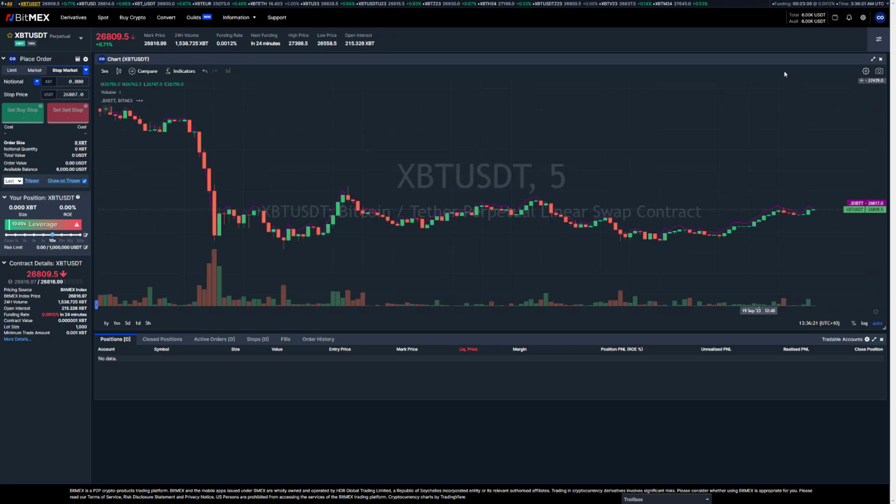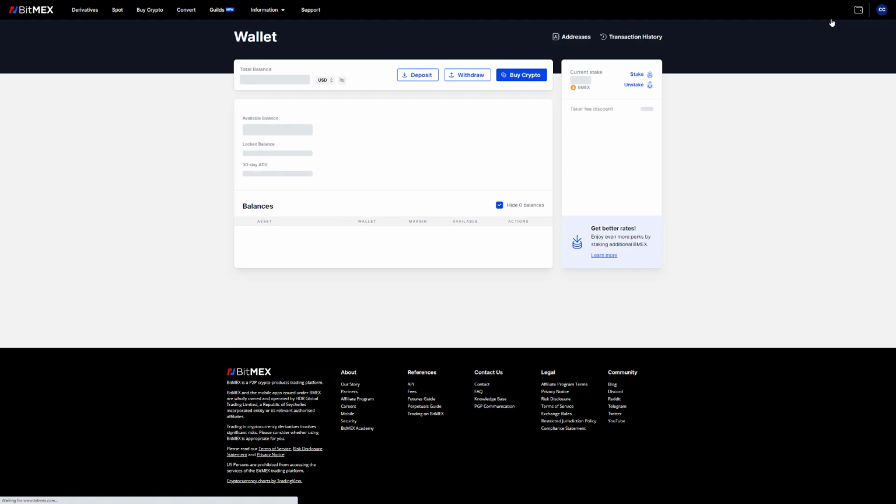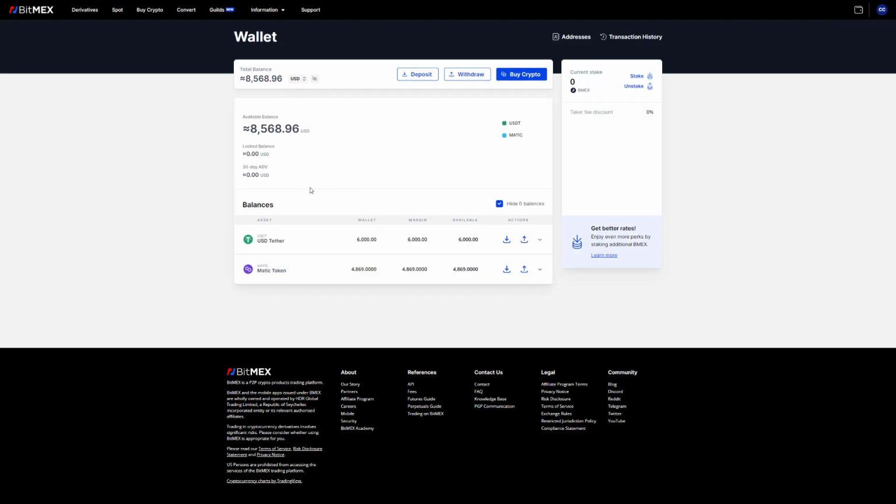I've got US dollar tether in this account. As you can see, when I click on wallet, you can see what your balance actually is. I've got 6,000 USDT, and I've got some Matic that I've been holding for some time. So I've got a balance of 8,500 US dollars on BitMEX right now, which is enough to do what I need to do for the time being. So from there, once you've got your funds in the account, we'll look at raising orders.